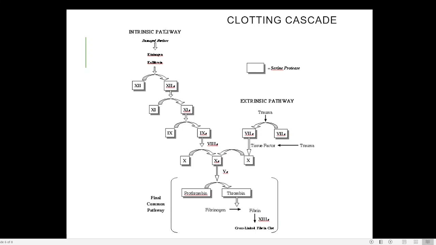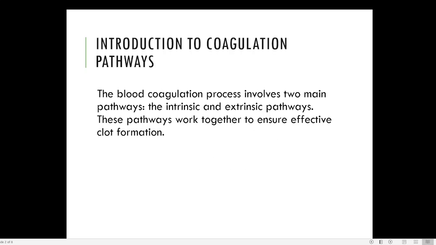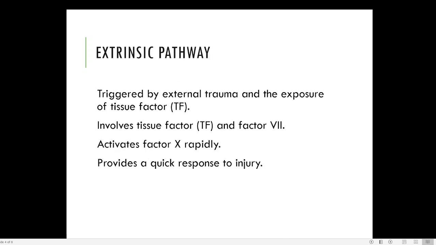Now we have to understand what the intrinsic pathway is and what the extrinsic pathway is. There are two different types of pathways: one is intrinsic and the second is extrinsic. The simplest one is the extrinsic pathway. The extrinsic pathway is usually triggered or stimulated by external trauma. That is, if there is some injury on your skin, there is an external trauma and exposure of tissue factor. So it involves tissue factor and one more substance, factor 7.